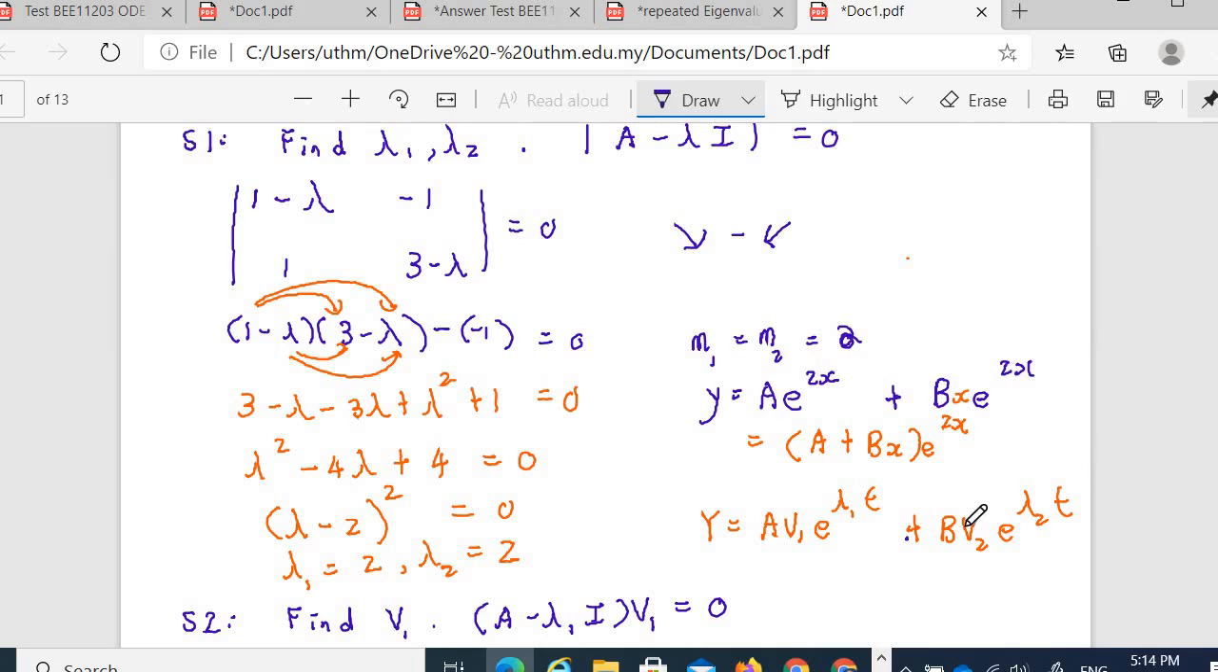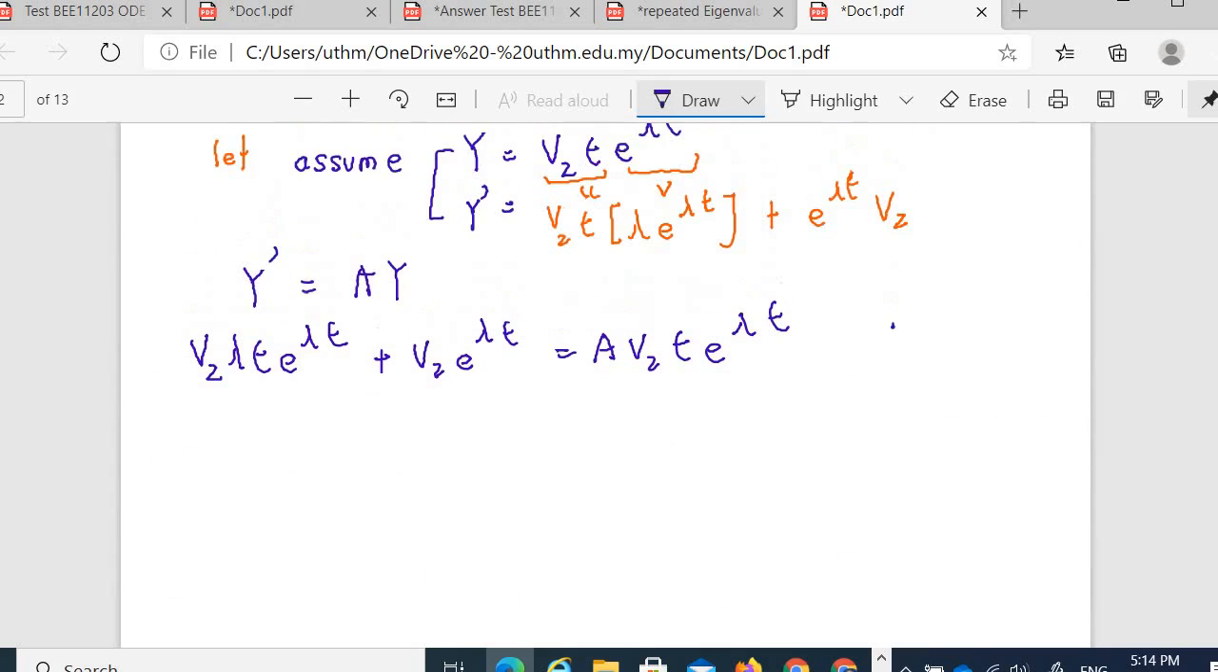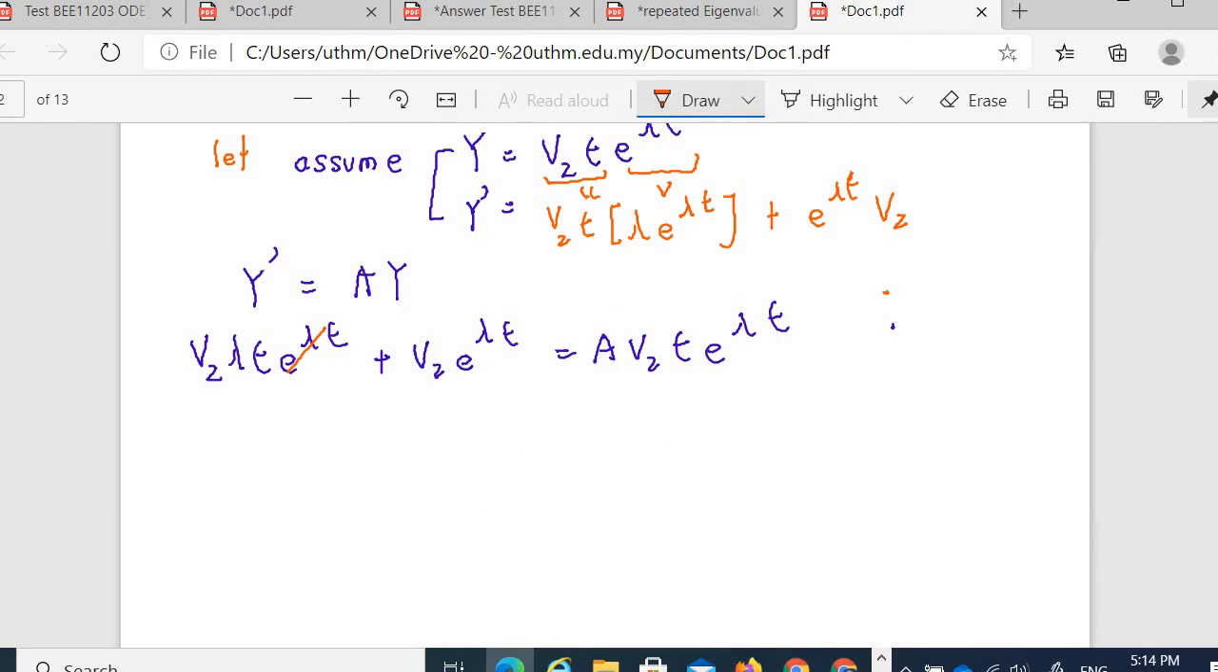So how about this one? It can be just v2 here multiplied by t. So we are going to check whether this way is possible or not. Just now we will cancel out this one, but we cannot cancel out the v2, because v2 cannot be 0. We want the solution in terms of v2.